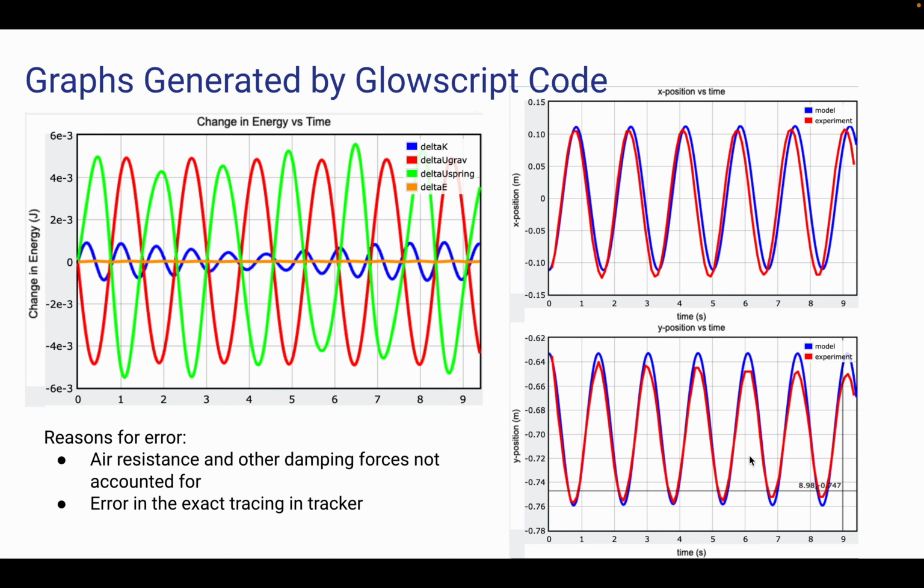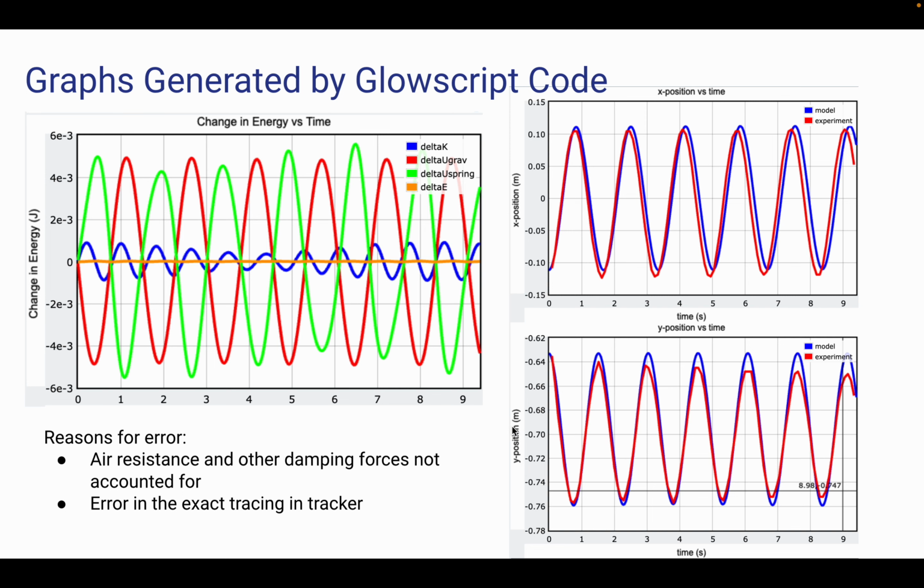So these were the graphs generated by GlowScript. As you can see on the right here, we have our x position versus y position, or x position versus time and y position versus time graphs. You can see at the start, the model was a very accurate prediction of the movement of the object, but as time went on, it became a worse and worse prediction of the movement. Some factors that could have been affecting this include air resistance and other damping forces that weren't accounted for in the model, and error in exact tracing in Tracker, because it was just done by a human, me.